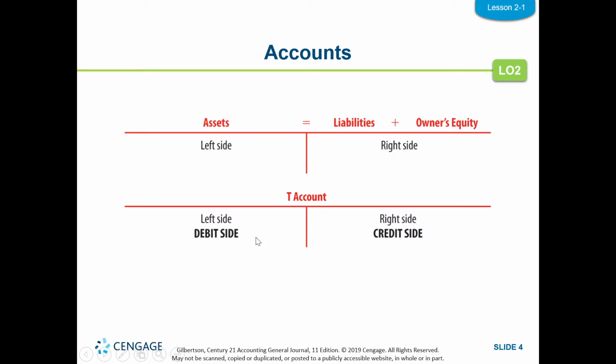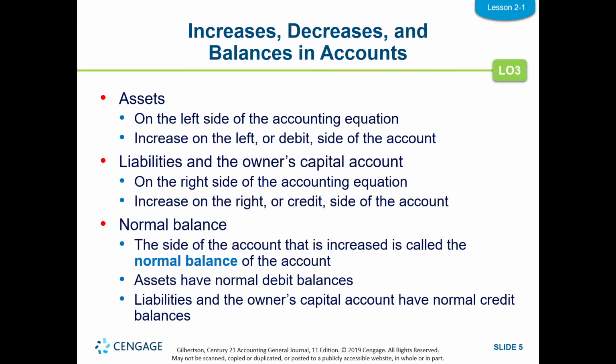Now, with the T account, here's our accounting equation. We just saw this T account. Now, here's our left side. Remember, it's the debit side. Right side is the credit side. Now, assets are on the left side of the accounting equation. That increases on the left side or the debit side of the account because of where it's located on that accounting equation. Liabilities and owner's equity, or the capital account, are on the right side of the accounting equation. Now, because of that, they increase on the right side or credit side of the account.